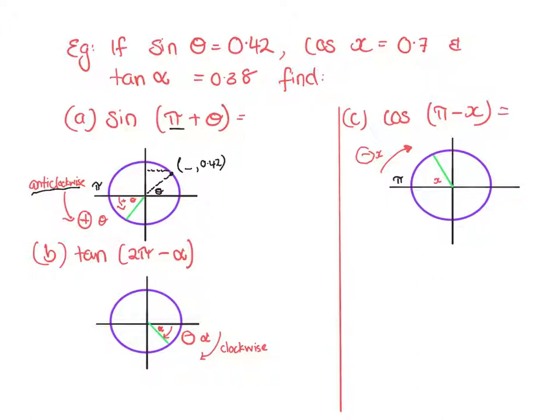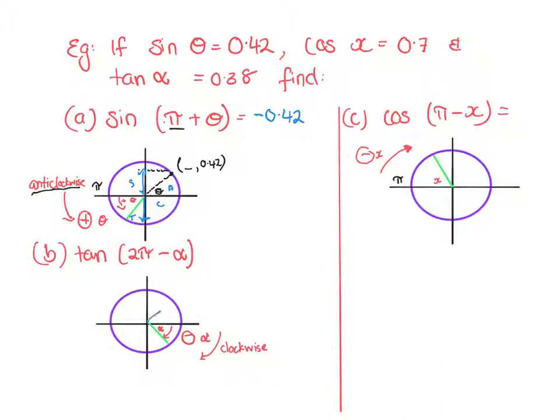So if we've gone down here, you can see we would have gone, so I'll just change colours, this distance. We've gone the same distance but down into the negative. And if you remember from the CAST diagram, only tan is positive. So if I'm asking what sine of theta plus the angle is, it is going to be the same but negative, so 0.42.